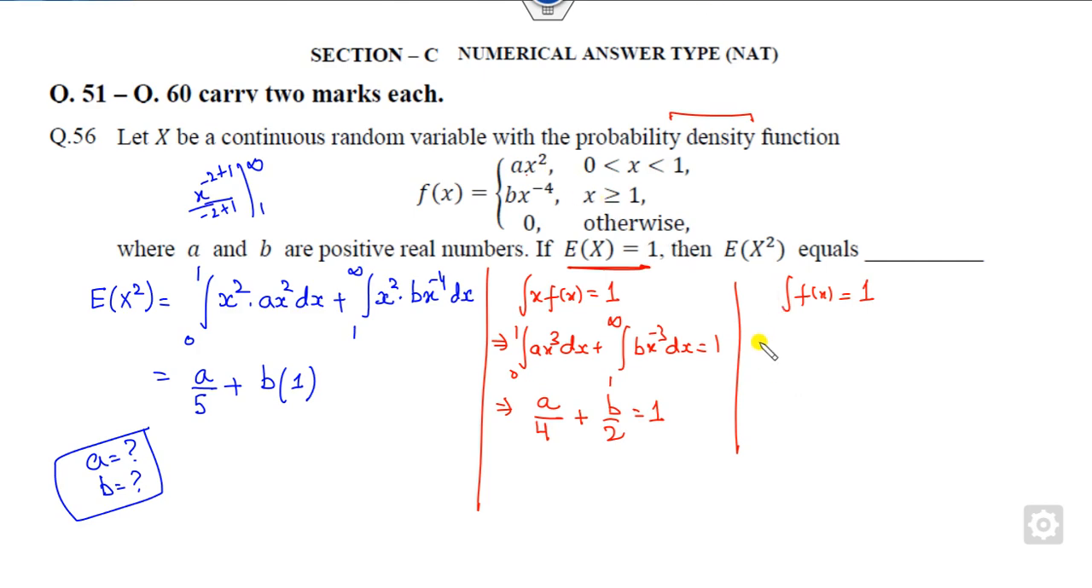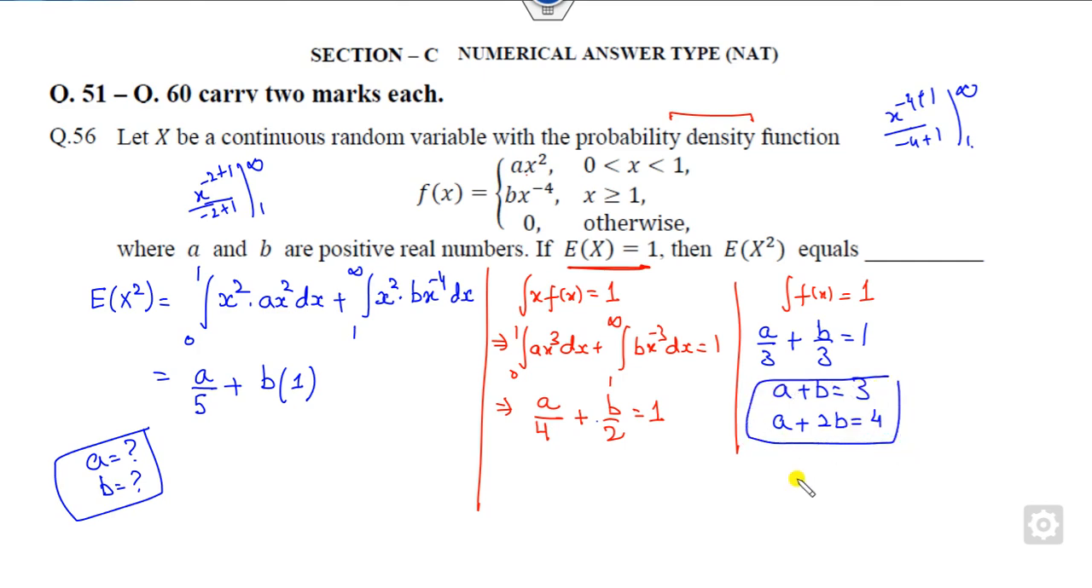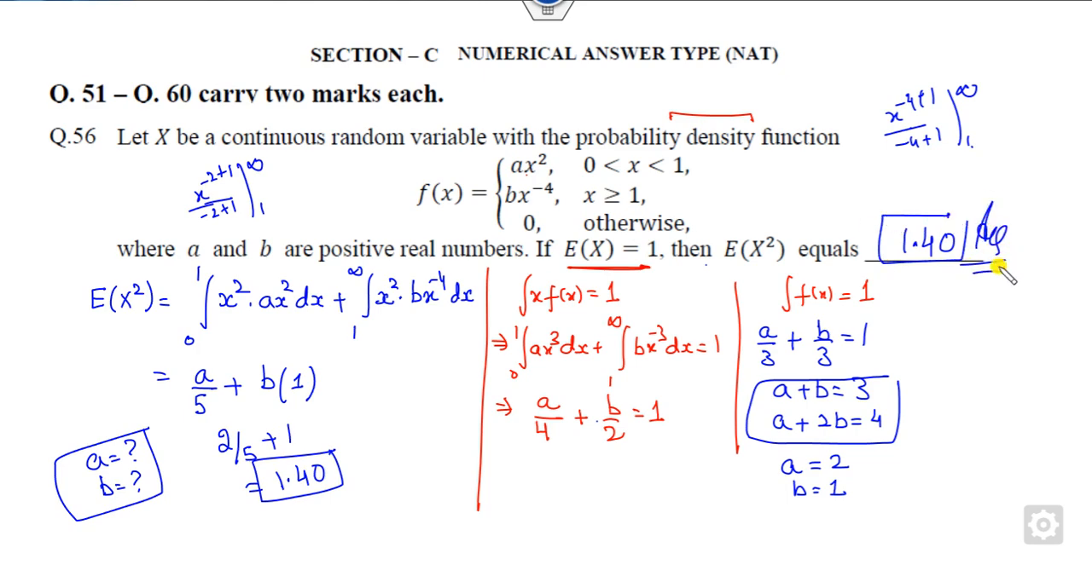So we can use the integration of this: a by this, integration of this, that's a minus 4 plus 1, minus 4 plus 1 over this. Infinity will be 0. It's minus minus plus, that will be b upon 3 is my 1. That is a plus b is my 3. From here a plus 2b is my 4. Now clearly, when you subtract them, b will be 1, a is my 2. So you can substitute here this plus 1, that is 1.40, and this is the right answer.